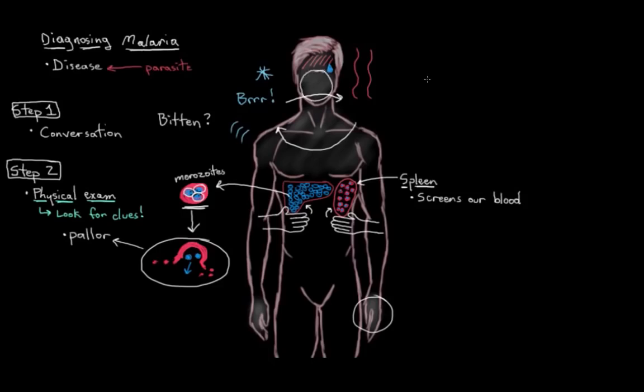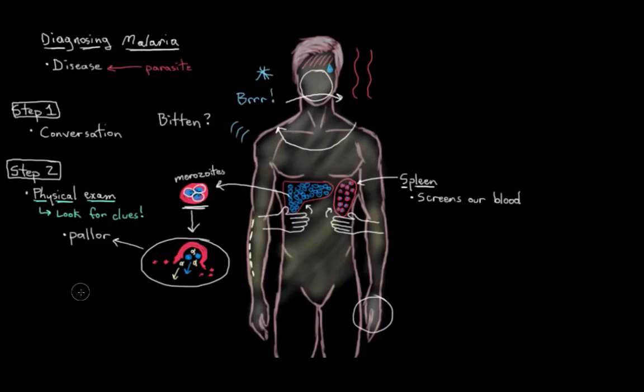And then finally we might look for jaundice, which will happen when bilirubin from inside the red blood cells gets out and deposits under our skin. Good, so that's step 2, that's our physical exam. Now on to step 3, this is the most specific, the most definitive way of diagnosing malaria, and it is a couple of lab tests.